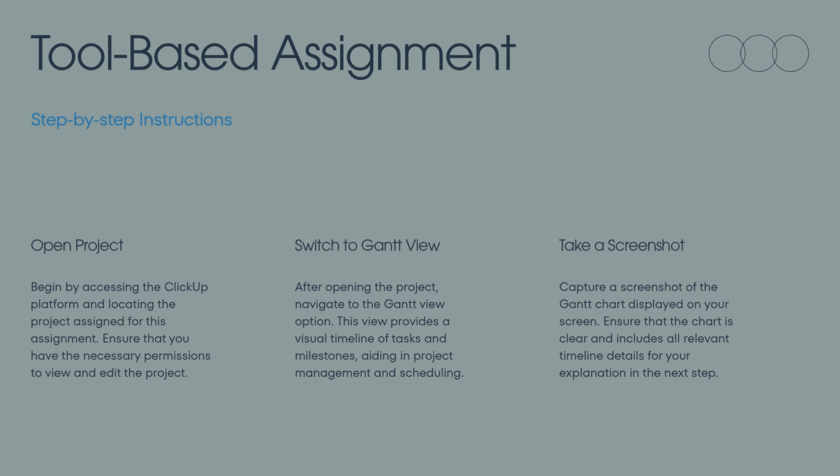Your assignment is simple. Open your existing ClickUp project, switch to Gantt View, and take a screenshot showing your tasks and timelines. Then write 3 to 4 lines explaining what the Gantt chart shows about your project's progress and its deadline. Submit it as a PDF or otherwise show me in the class.